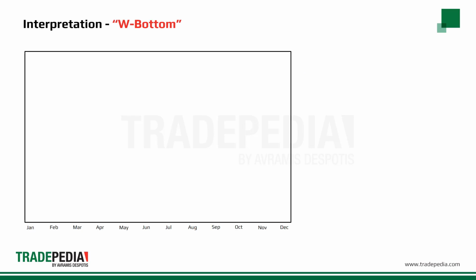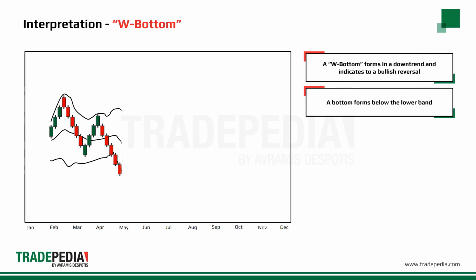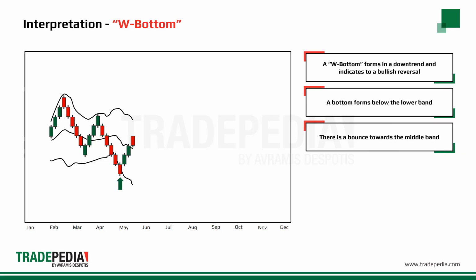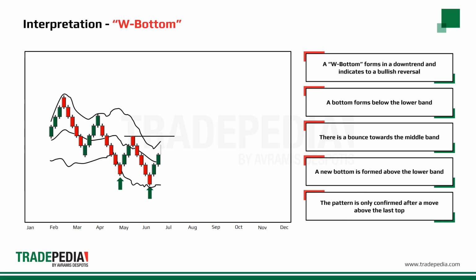One of the signals from Bollinger Bands is a W bottom. The W bottom forms in a downtrend and indicates a bullish reversal. First, a bottom forms below the lower band. Then there is a bounce towards the middle band, and then a new bottom is formed above the lower band. The pattern is confirmed after a move above the last top.